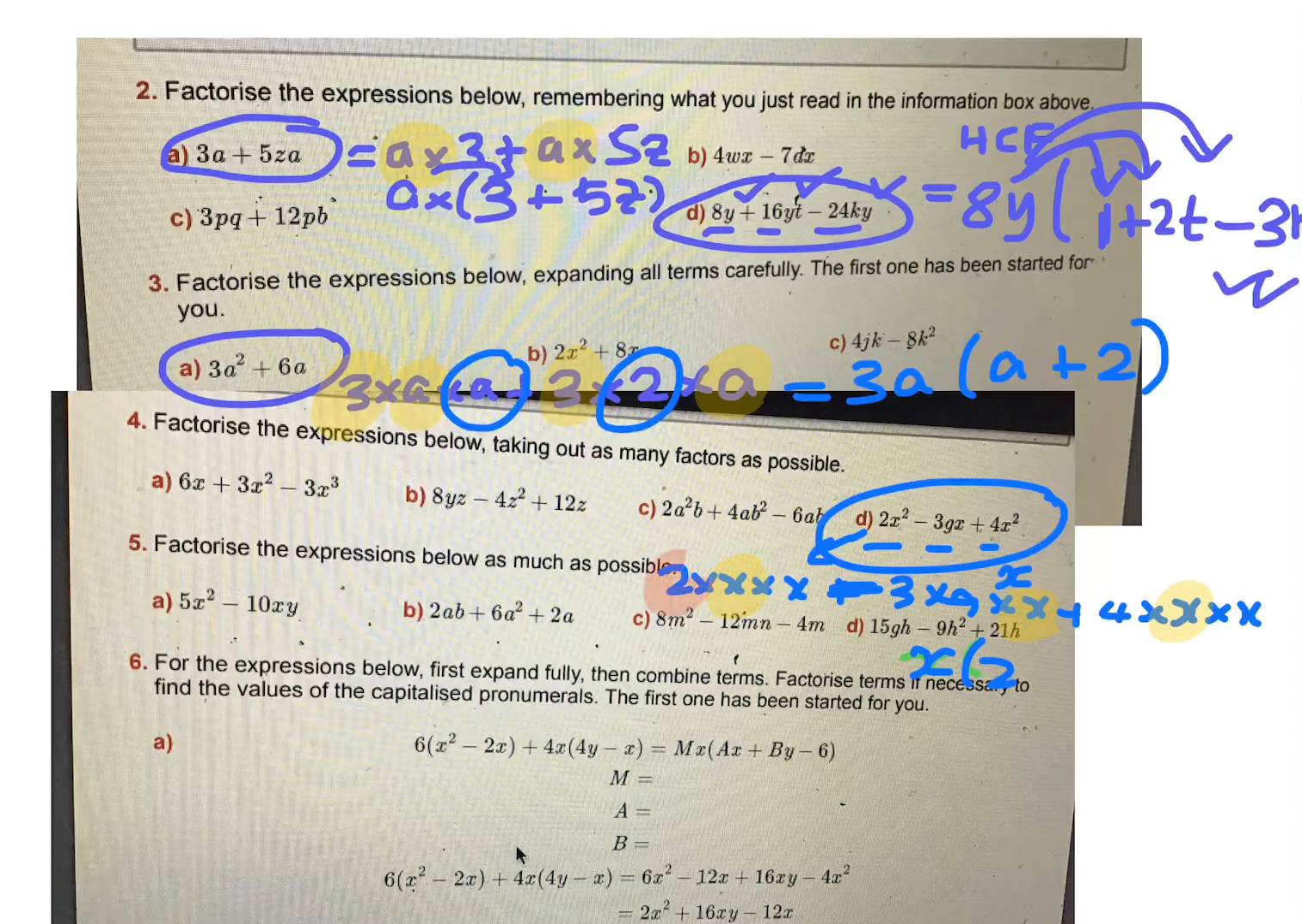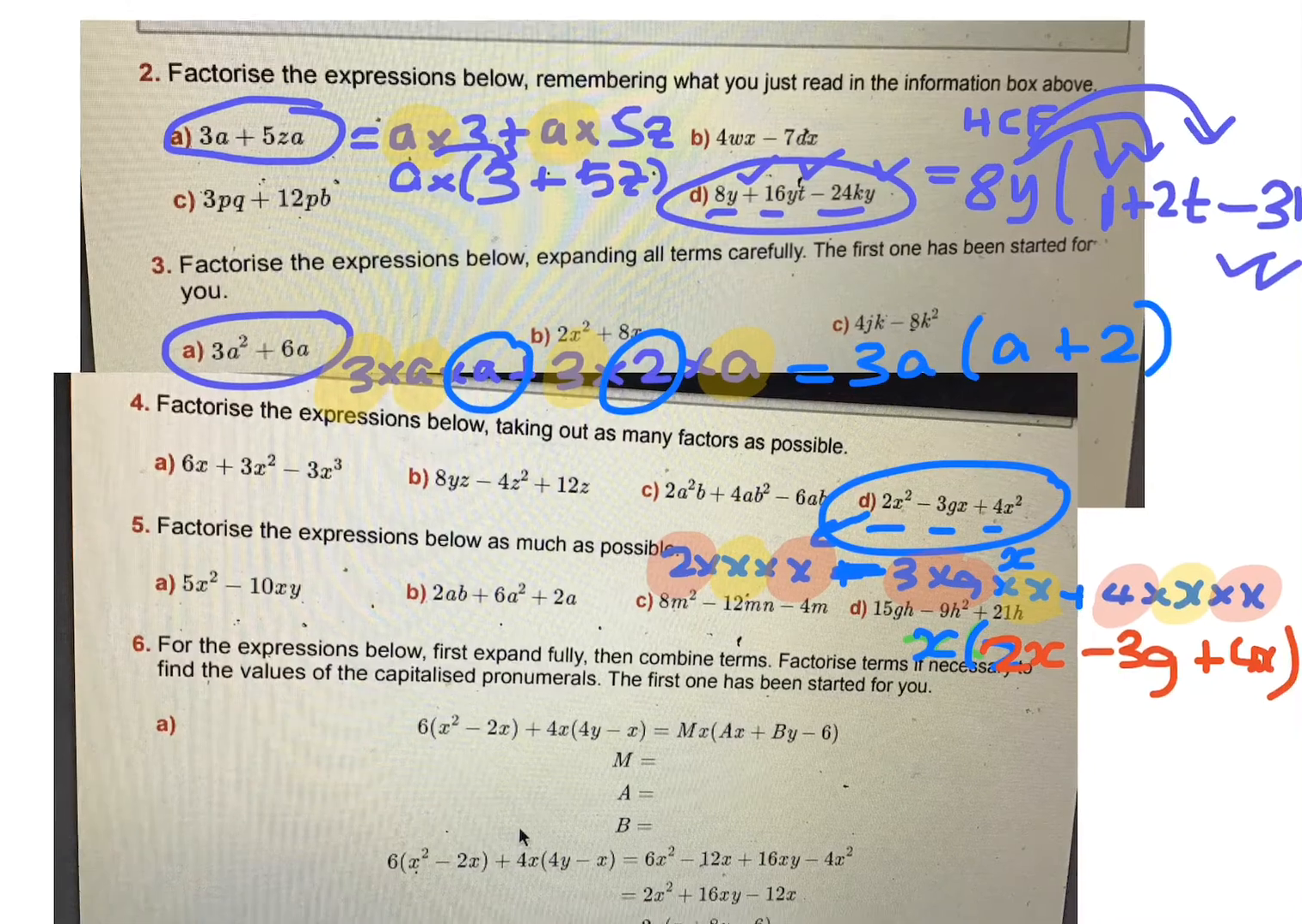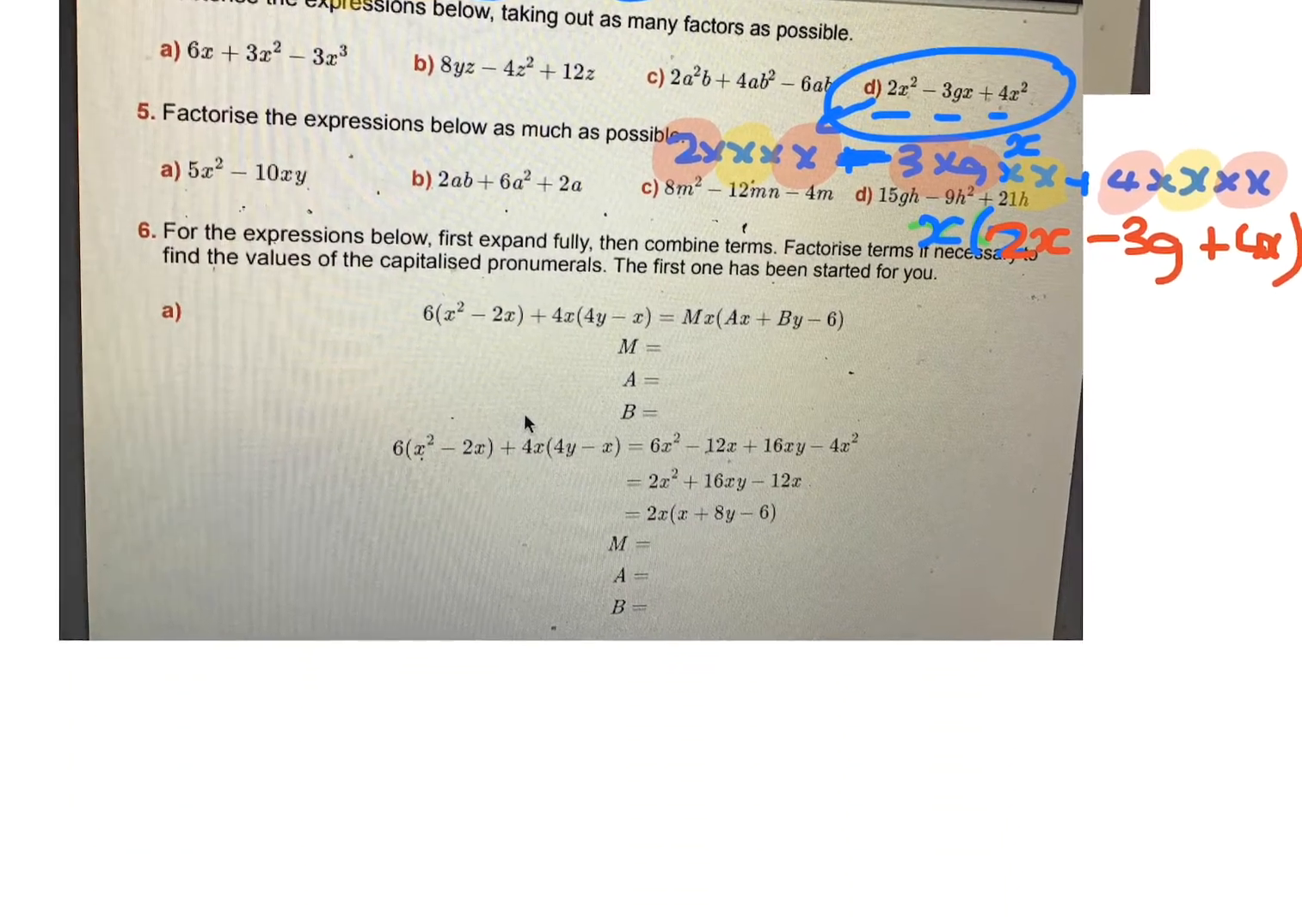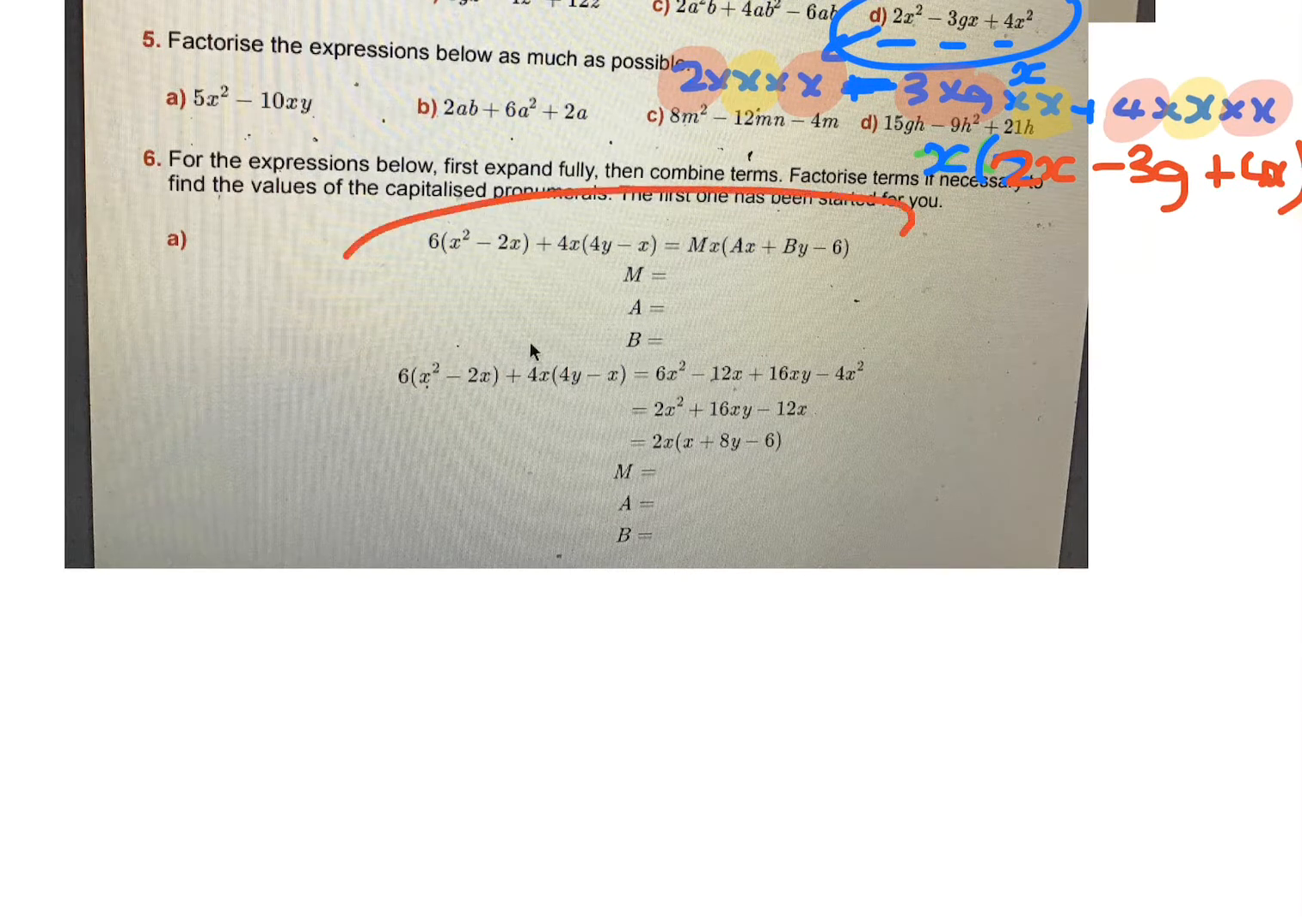We have 2x, then we have 3g, and then we have 4x. So 2x minus 3g plus 4x. Okay. All right, so factorize the expression. Now, we're just going to go for 6 because this kind of style confuses people a little bit.